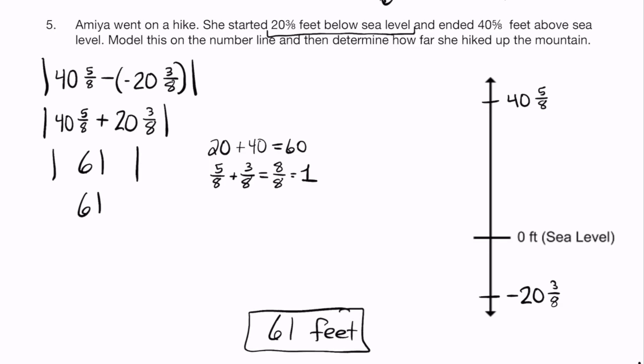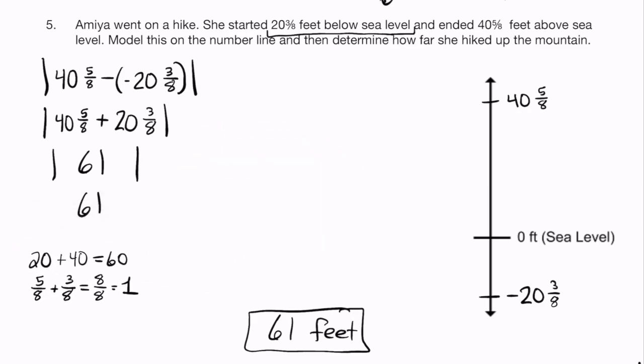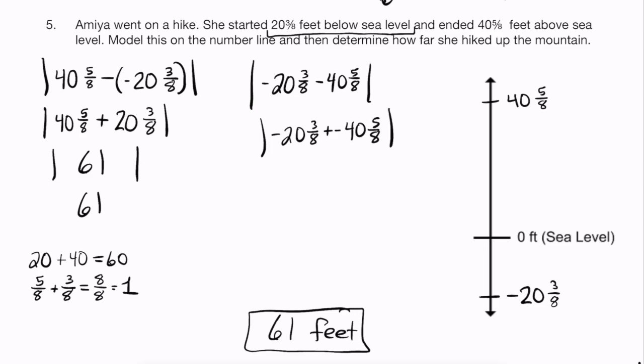So that's one way of doing it. We'll move this here. You could have also done that in the other order. You could have started at negative 20 3/8, subtracted 40 5/8, and then you're at a negative number and you're subtracting. So it's like you're adding another negative, and then you'd get negative, the absolute value of negative 61, which would be 61.